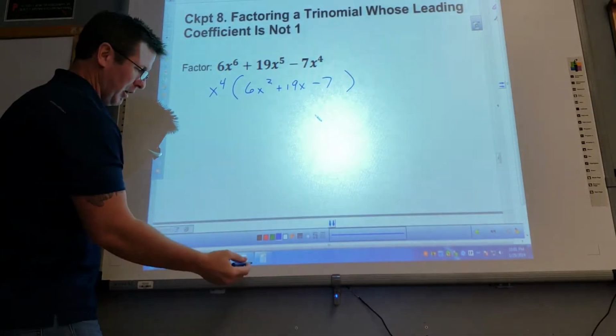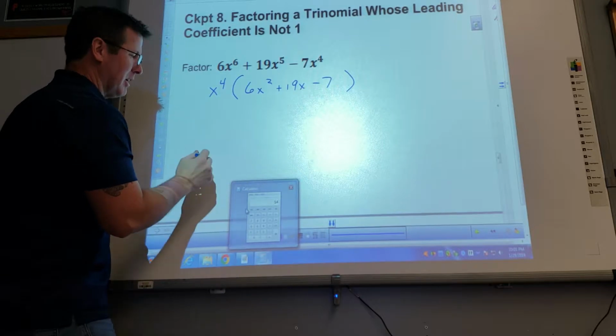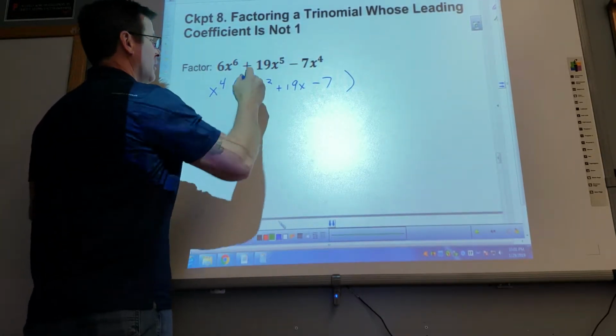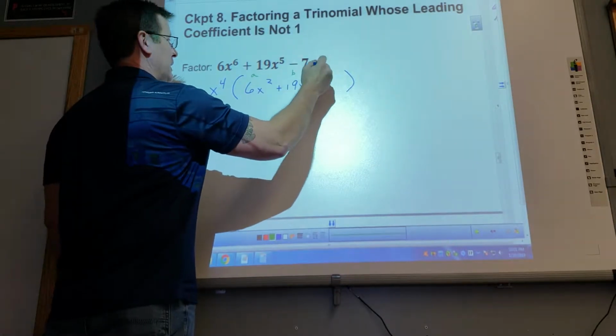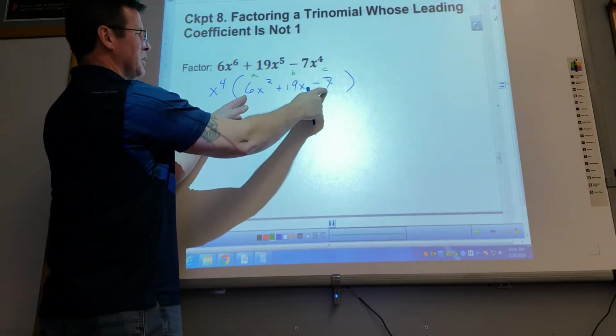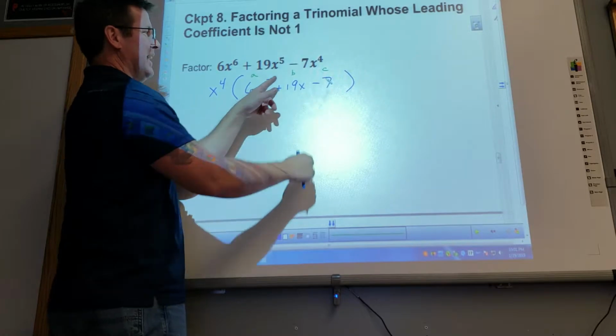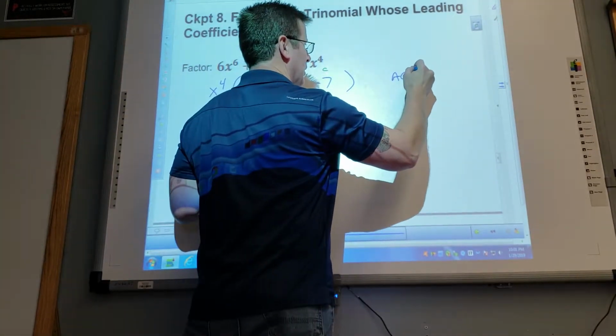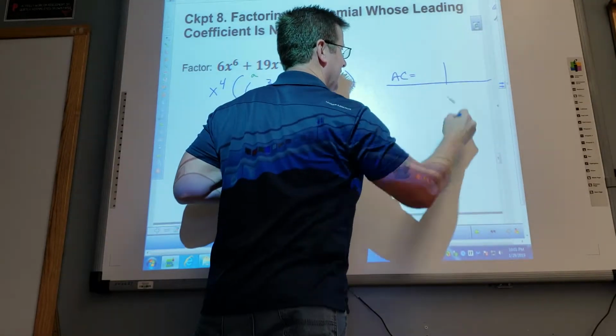Now here comes the good part. I may or may not need this calculator right here. Let's see. What's my next step? I need to factor. Remember, A, B, and C. I need 2 numbers that multiply to this product and add to this. What am I going to do? I'm going to use a little chart over here. Why? Because I need to show my work.